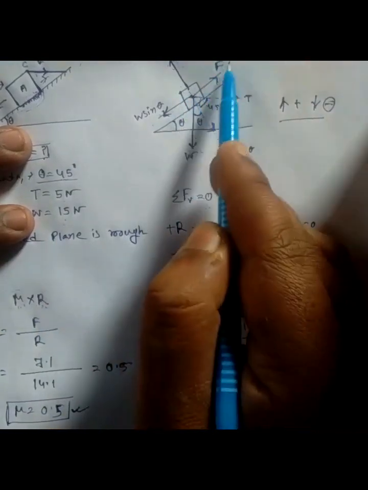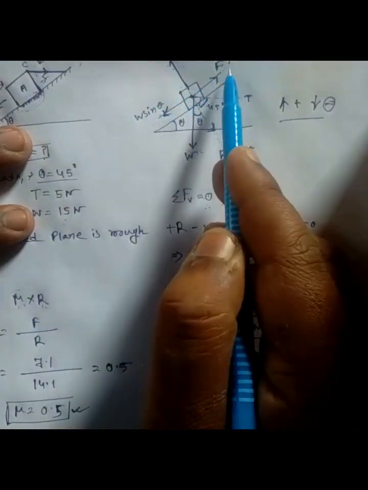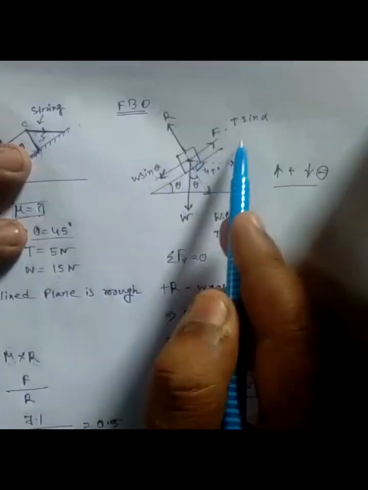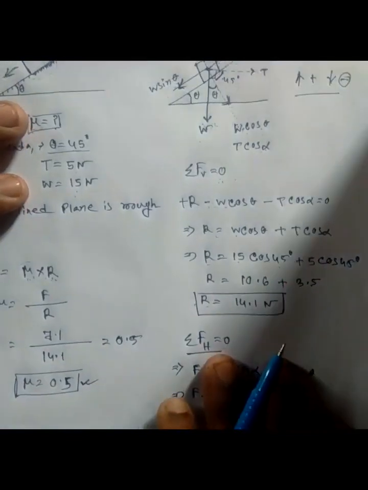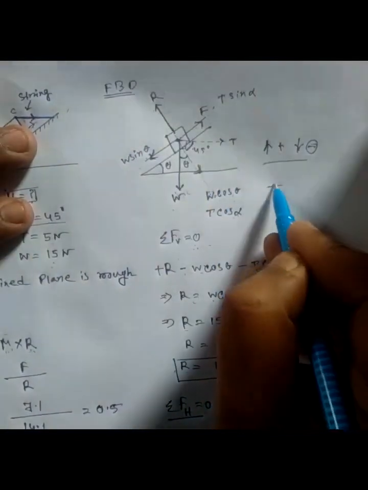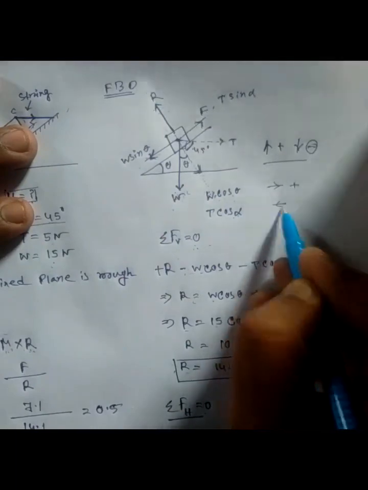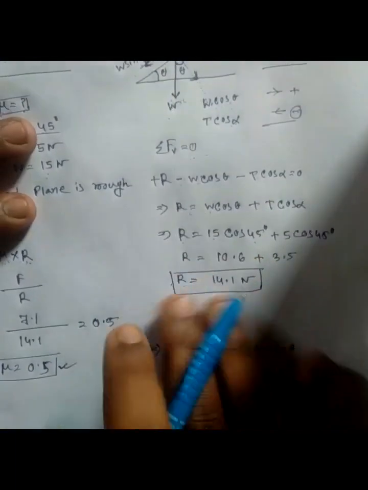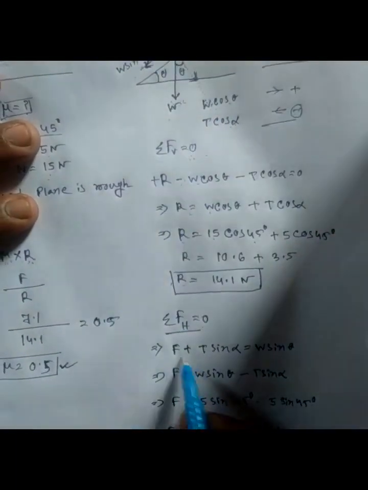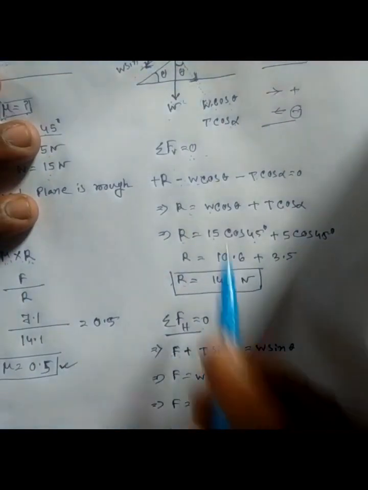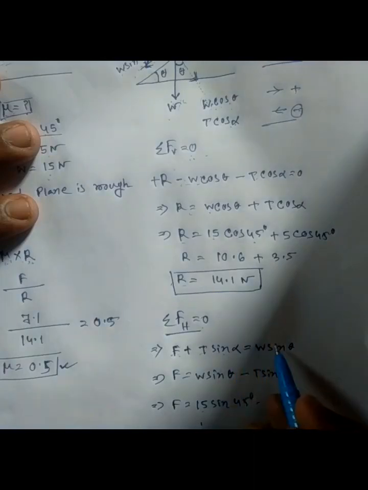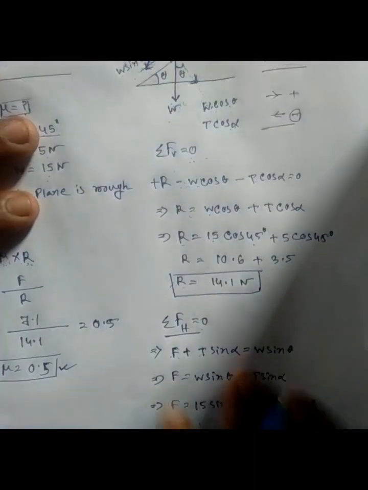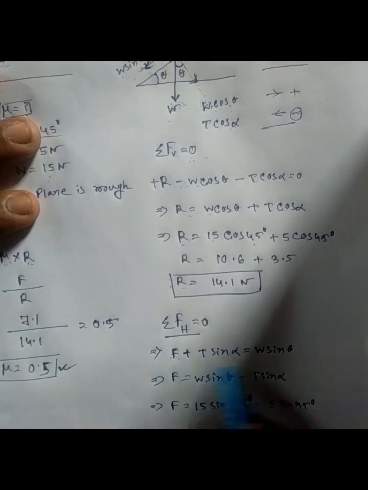So secondly, there are three types of horizontal force acting. One is F, then T sin alpha, and W sin theta. Now consider all horizontal forces equal to 0, and consider all right hand forces positive and left hand forces negative. So the right hand forces F and T sin alpha have a positive sign, and the left hand force W sin theta has a negative sign. Then crossing over, W sin theta becomes positive. Okay, and now solve this equation.